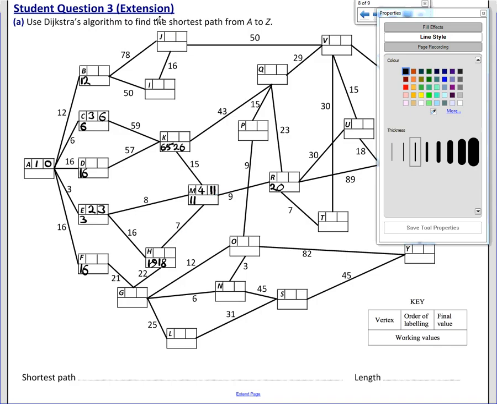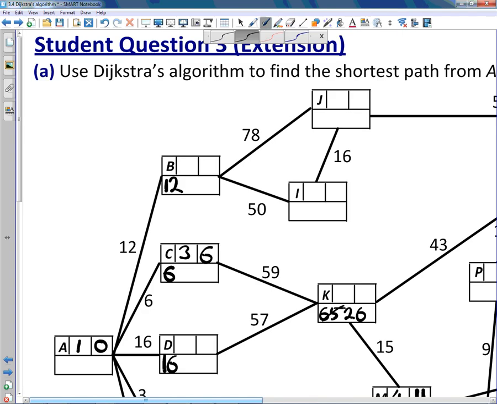We take a step back now. So it's getting messy. We need to have a good look around. B12 is probably the winner, but let's see if anything beats that. And no, so B is now going to be added. This is the fifth vertex in our solution.